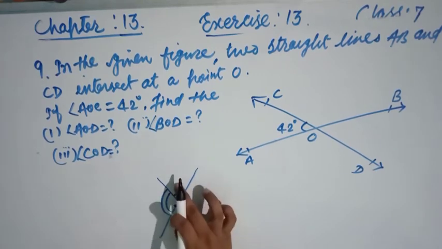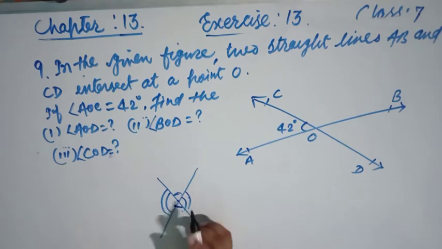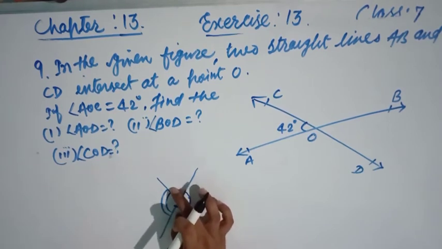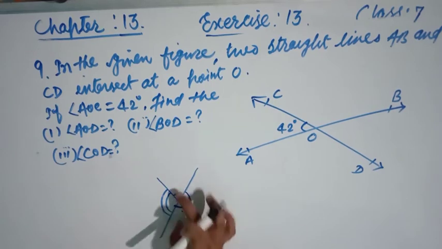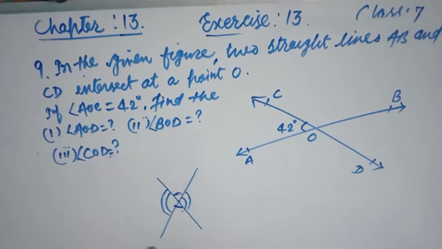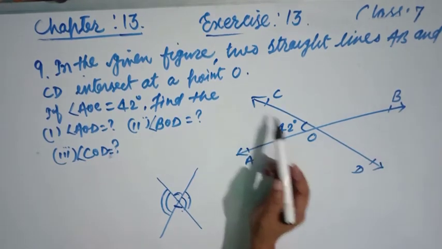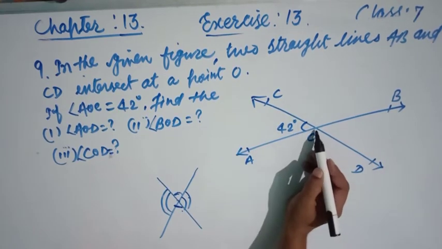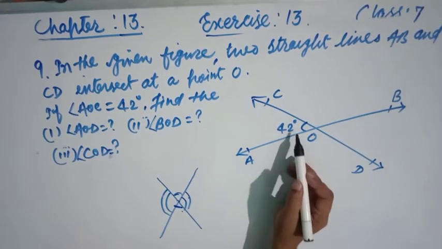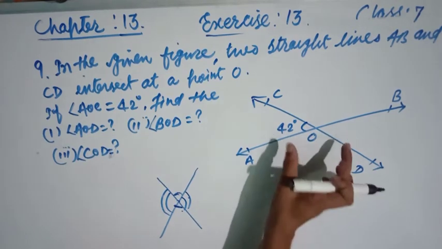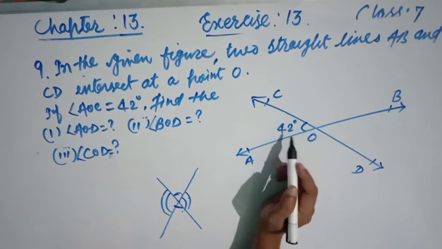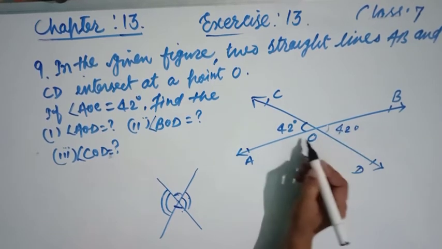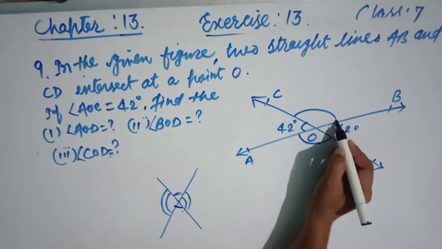We can say the vertically opposite angles are equal when two lines intersect at a point. Then there exist four angles, 1, 2, 3 and 4, but each pair of vertically opposite angles are equal, friends. So here, friends, have a look. Here CD is one line and AB is another line. These two lines intersect at a point O. So there exist four angles, but each pair of vertically opposite angles are equal. So this 42 is equal to this 42. Now this angle, friends, is equal to that angle. Okay.